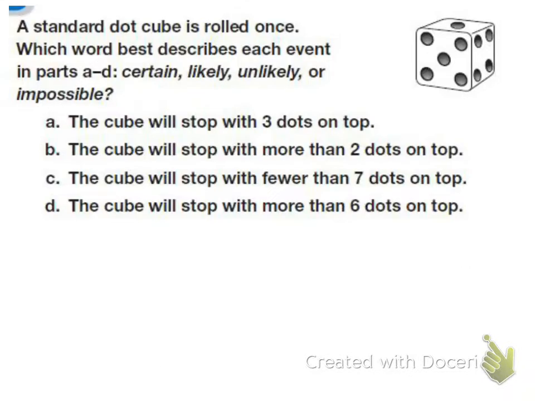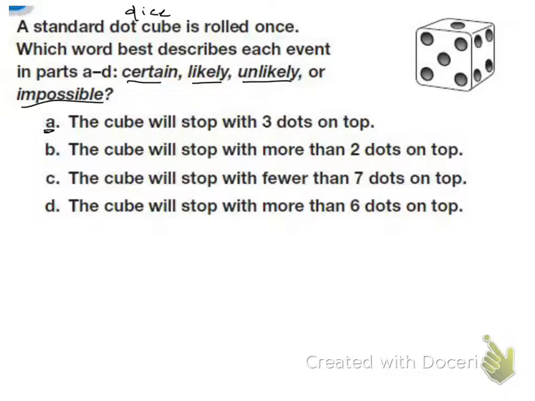Okay. All right, so here I have a standard dot cube, and this is a dice. I don't know why they call it a dot cube. It's just a dice. Okay, so a standard dice is rolled once. Which word best describes each event in parts A through D? Is it certain, likely, unlikely, or impossible?